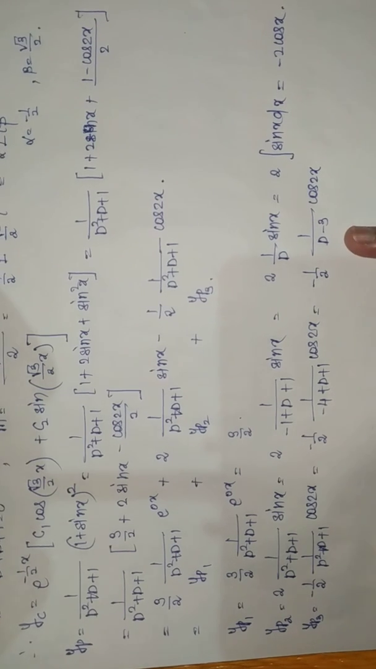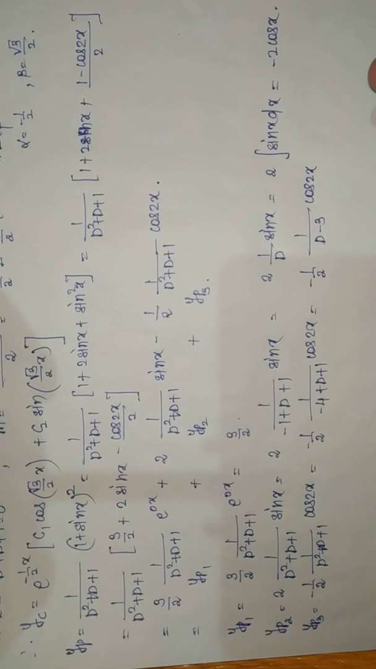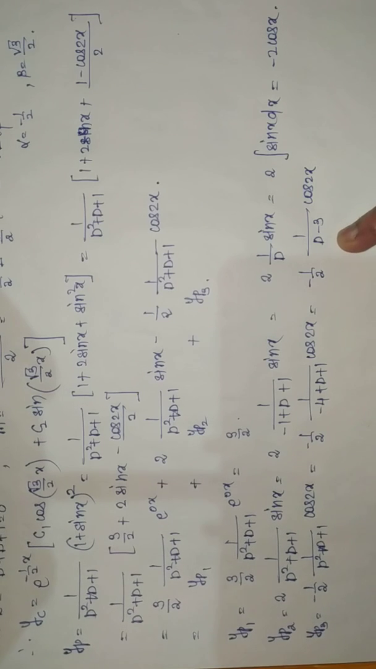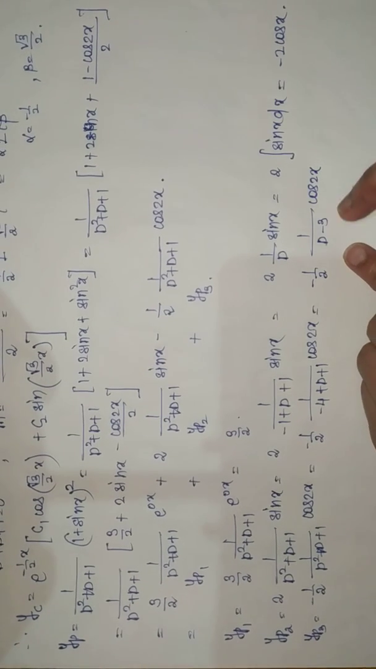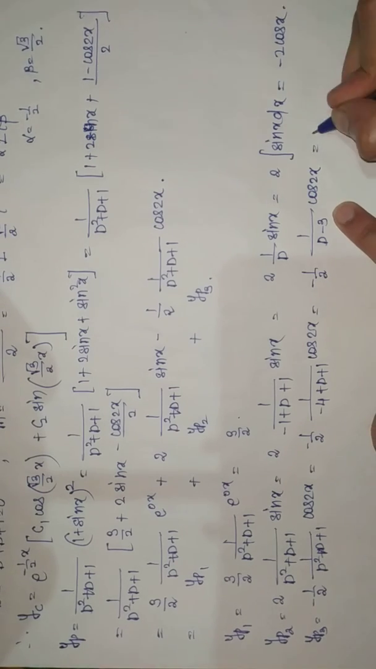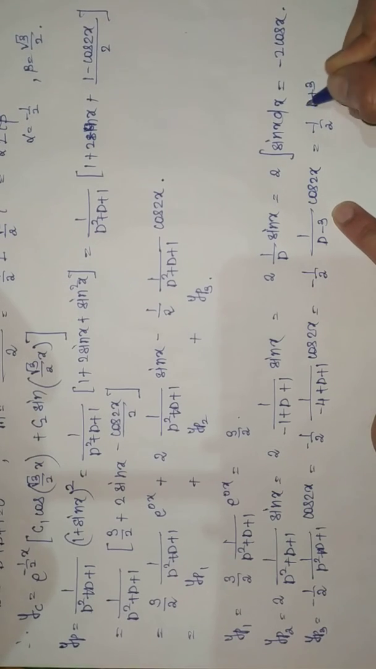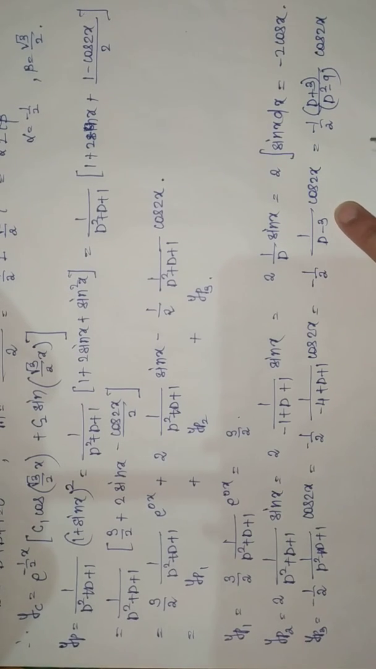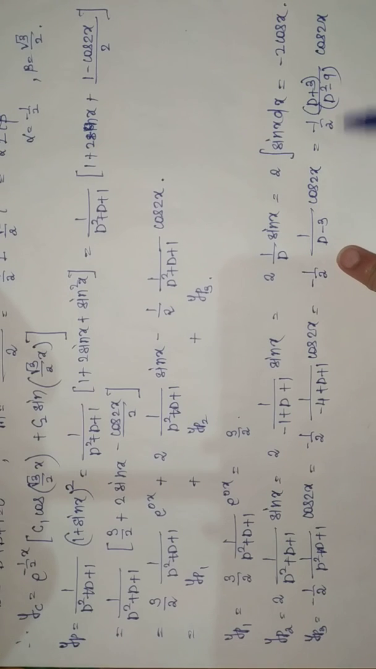Now we can't use the same rule again because we have to replace D square, and we don't have any rule to replace D. So to get a D square term, we rationalize it: divide and multiply by D plus 3. So we can say minus half D plus 3 upon D square minus 9 cos 2x. To get the D square term in the denominator, we divided and multiplied by D plus 3. Now this is the differential operator D, and this is the integral operator. Differentiation is much easier than integration, so we will solve the denominator first and then the numerator.